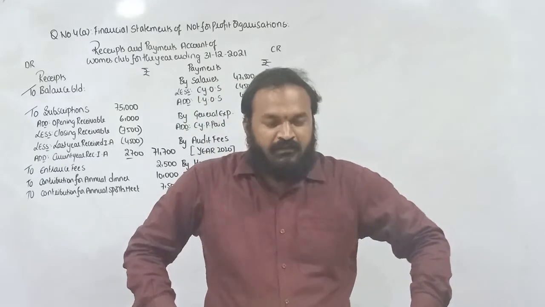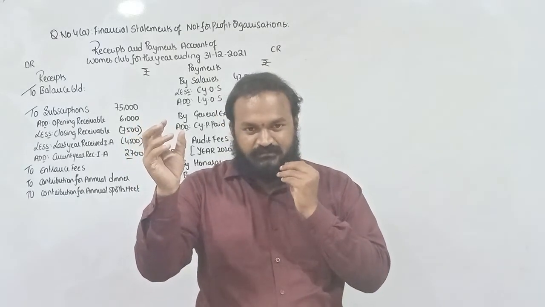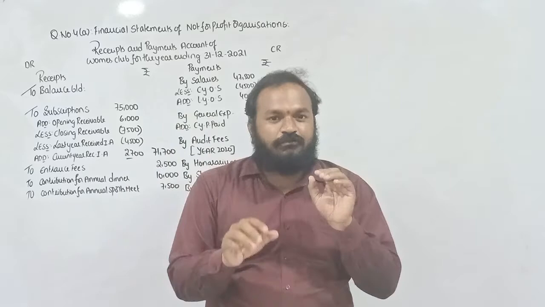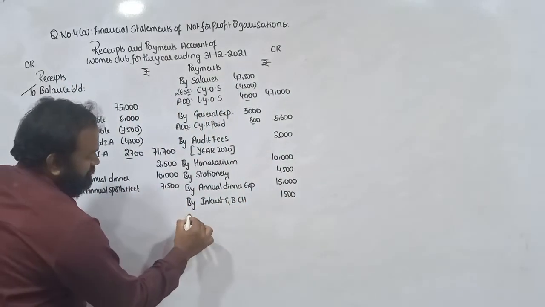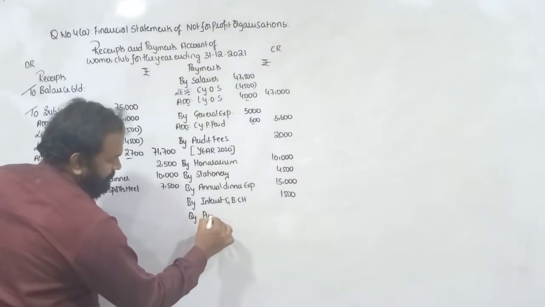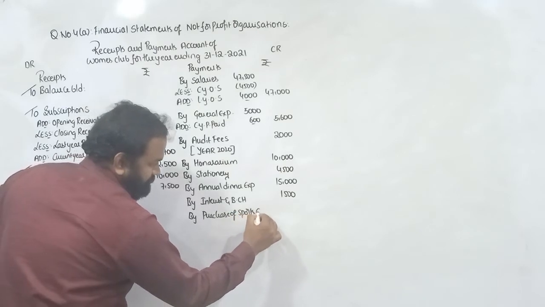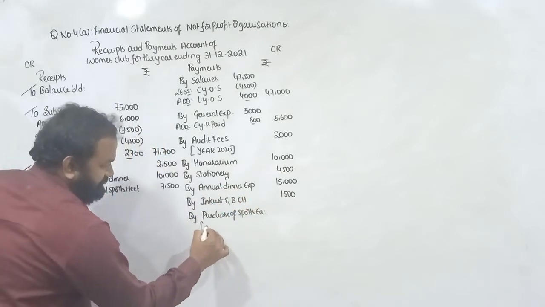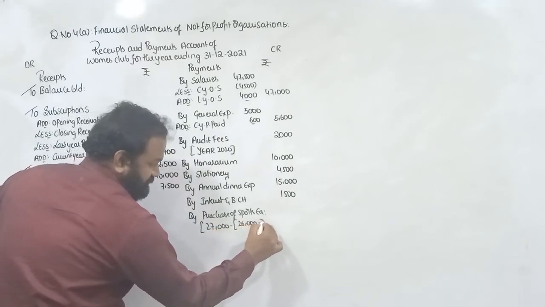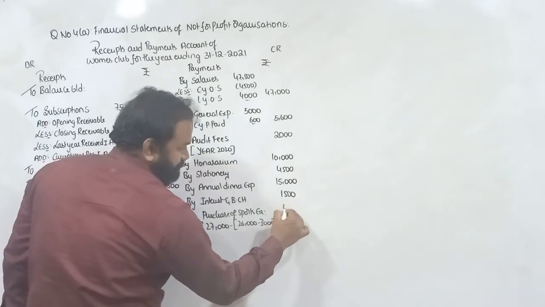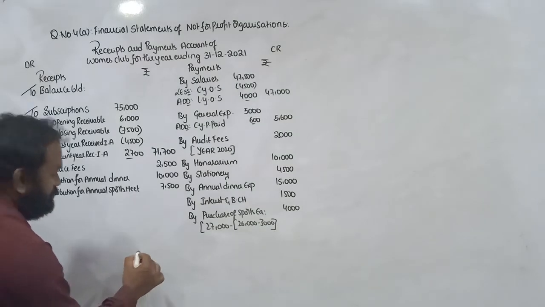26,000 is the opening value. Depreciation is 3,000, right? The closing value is 23,000, but it is 27,000, so 4,000 purchases. It should be credited to income and expenditure account by purchase of sports equipment. How did I get it? 27,000 minus 26,000 minus 3,000. It's how much? 4,000.